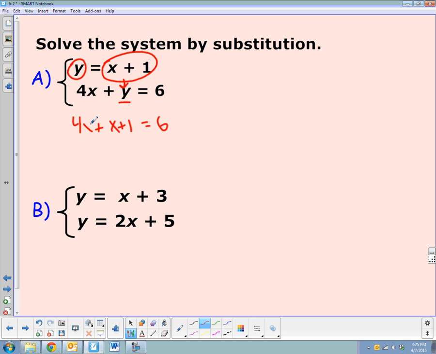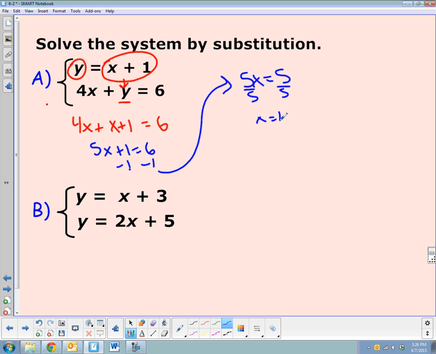And now I've got one equation with one unknown. So I'm going to solve for x. 4x's plus an x, 5x. I solve for x by subtracting from both sides first. I'm going to go over here so I have a little bit more room. So I would end up with 5x equals 5. Well, even just by looking at it, 5 times something equals 5. X has to be 1. But if I divide both sides by 5, I'll get that x equals 1.